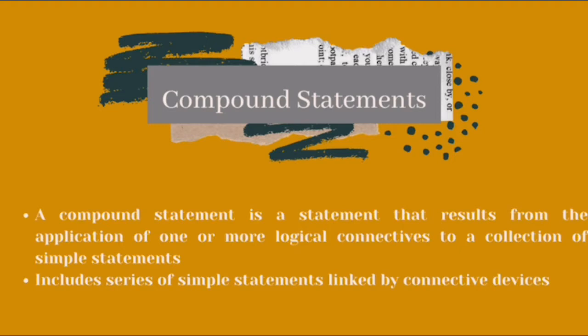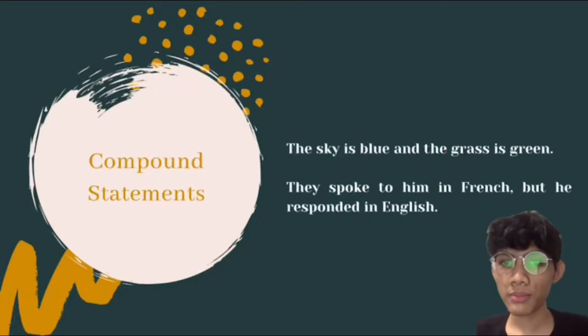So, compound statements. A compound statement is a statement that results from the application of one or more logical connectives to a collection of simple statements. It includes a series of simple statements linked together by connective devices. So, here are some examples of compound statements. You will notice that there are multiple subjects and predicates in a single compound statement.